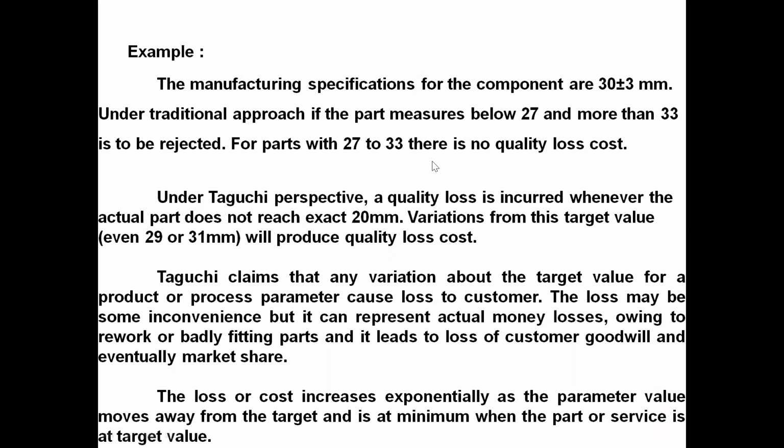Example, if you take 30 plus or minus 3. Say for example, if the component measures below 27 or more than 33, it is rejected in the traditional approach. So 27 to 33 is no quality loss cost. But Taguchi, what he is saying is, even though the part does not reach the exact 30 mm, the variation from the target, 29 or 31, the product produces a quality loss to me. It's a main thing. Say for example, the small example is zero defect.